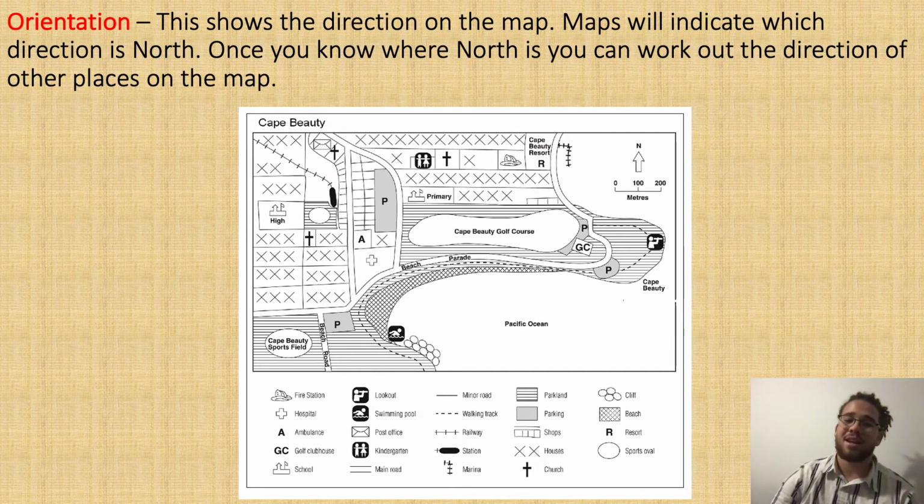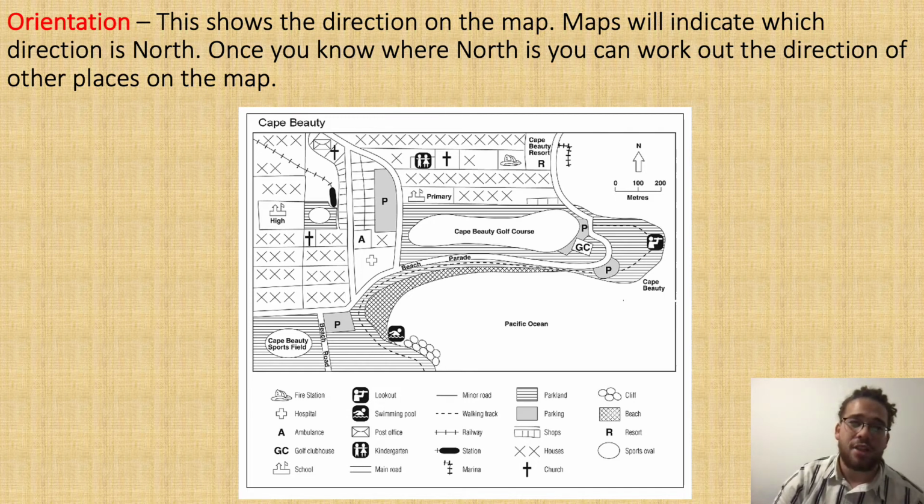The second one, we have orientation. And this is where our direction lesson comes into play. So orientation shows us the direction of the map. So which way is the map facing? Orientation will tell us this. Maps indicate which direction is north. A map will indicate which direction is north by using the orientation. Once you know where north is, you can work out the direction to other places.